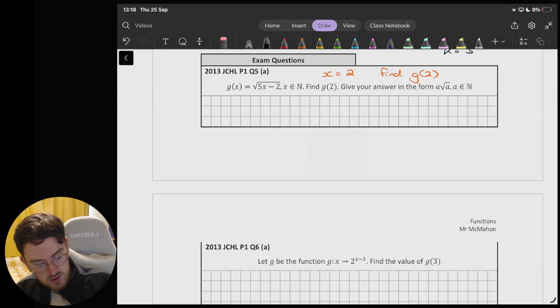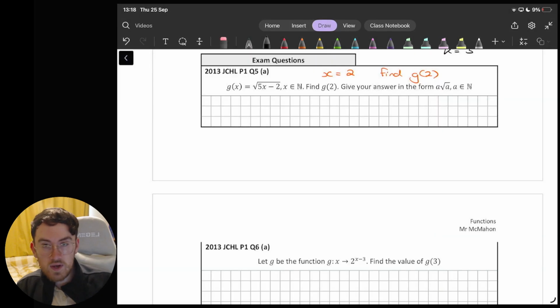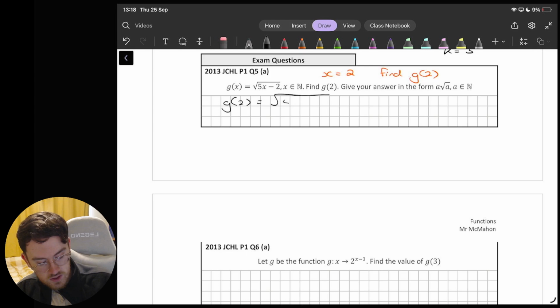So into my function, I'm putting in 2 everywhere I see x. So g of 2 is the square root of 5 times 2 minus 2, which is the square root of 10 minus 2, which is root 8, which is 2 root 2.